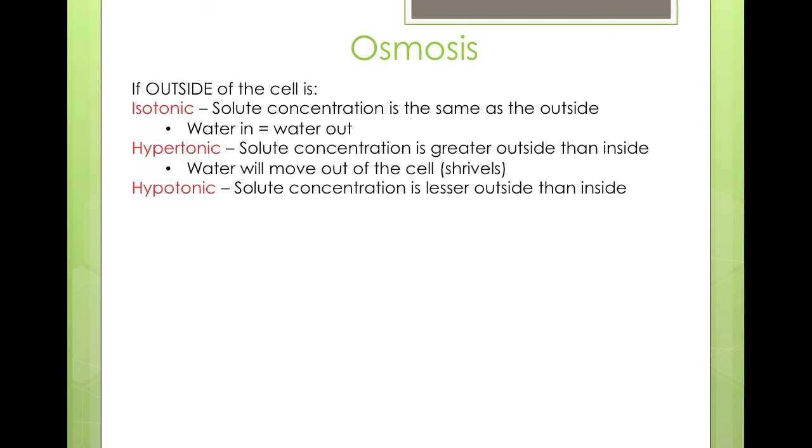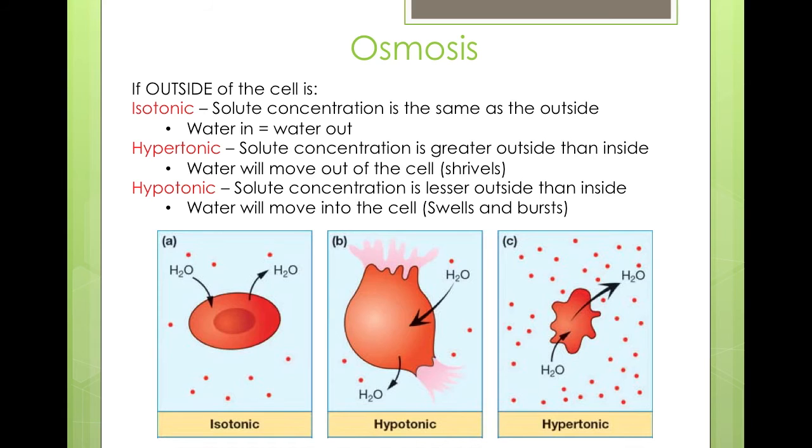Hypotonic is when the solute concentration is lesser outside than inside. In other words, you're in an environment where there is very, very little salt or sugar or solute outside of the cell than inside of the cell. And so water is going to move into the cell, causing it to swell and eventually burst, okay? Here's a diagram to show you what I mean, okay?